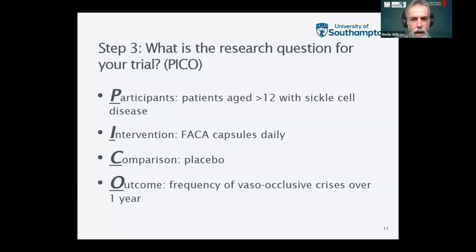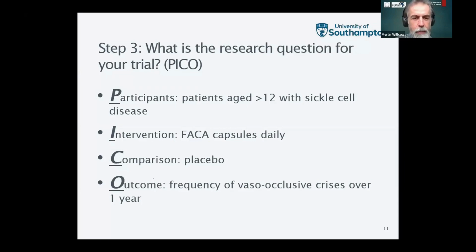So in the end, what we decided for FACA was patients aged over 12 with sickle cell disease would be the participants. The reason for that is that they wanted to look at the capsules as the intervention, and obviously it was felt that children under 12 may not be easily able to swallow the capsule. Compared to placebo, and the primary outcome was going to be frequency of vaso-occlusive crises over a period of 1 year. So I'm going to explain each of these and the reasons for these decisions in a little bit more detail now.